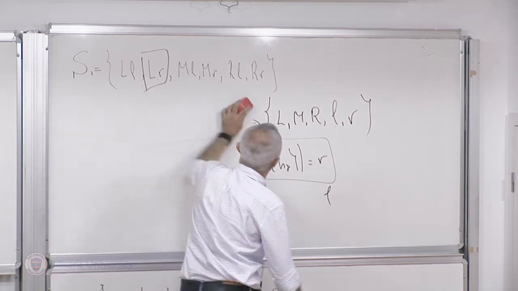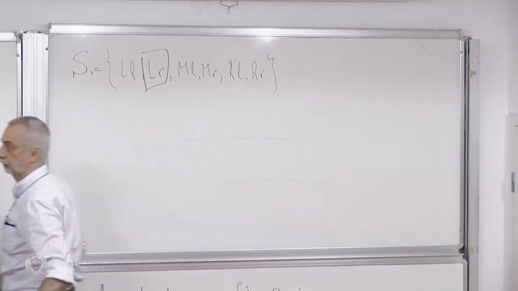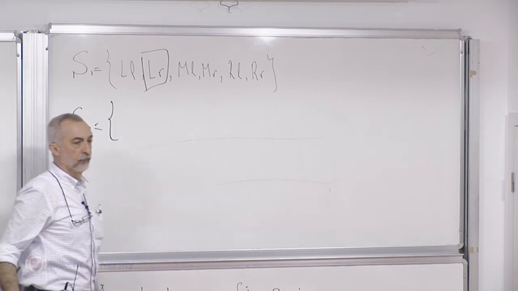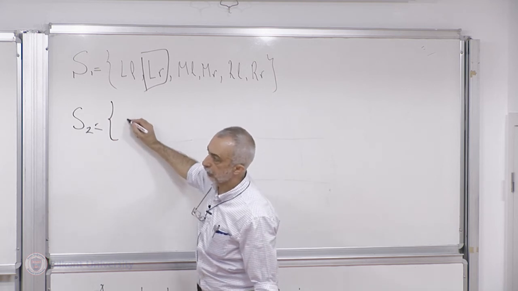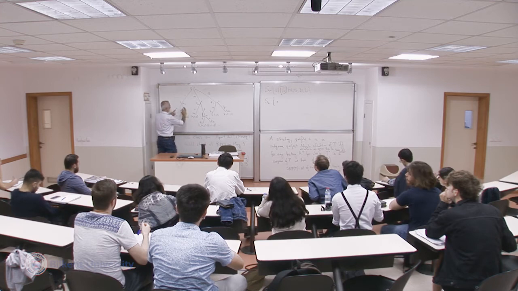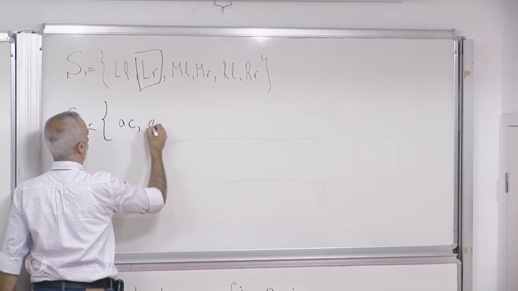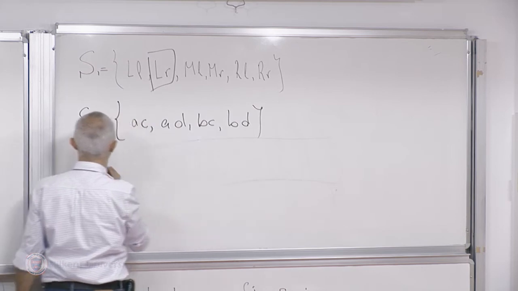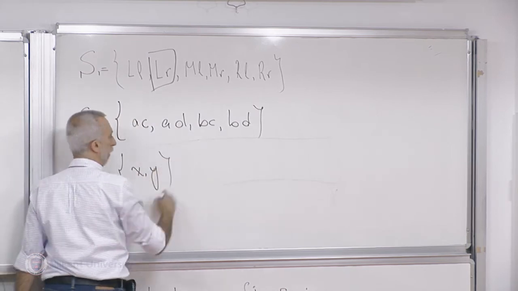So what is the strategy set of player two? What is the strategy set of player two? A? Oh, wait. Let me use a different label. Let's make that B. A, C, A, D, B, C, B, D. Okay. And for player three, it's just X, Y. Right?